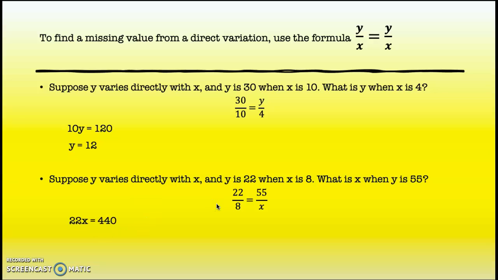So whenever I cross multiply, I get 22 times x equals 8 times 55. Well, 8 times 55 is 440. So I already simplified it here. So again, just divide by the number multiplying times the x so that we can isolate the x by itself. And so we get 440 divided by the 22, which gives us 20. So what is x when y is 55? Well, x is equal to 20.